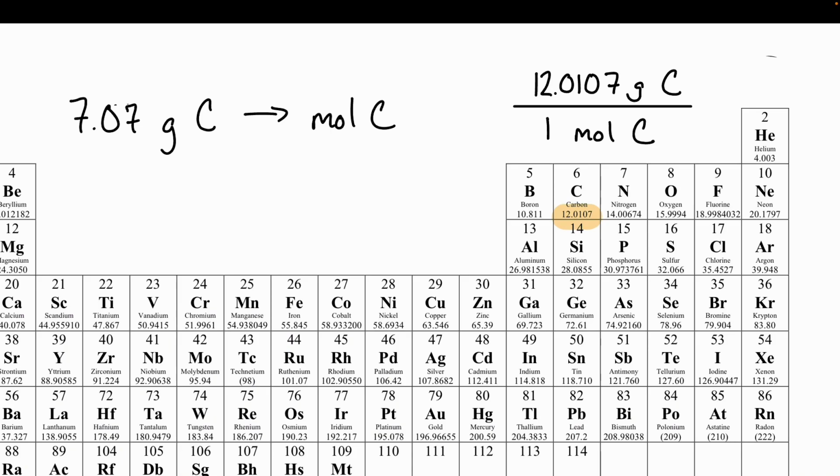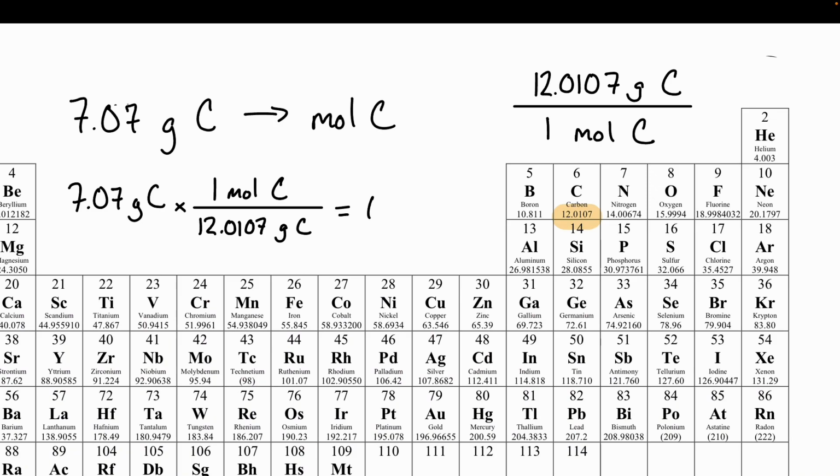Right? That's our molar mass information from the periodic table. So then I'm going to start with my 7.07 grams of carbon, and I'm going to use my molar mass to convert to moles. Am I going to multiply or divide by that molar mass? I'm going to have to flip it, right? I need grams on the bottom. So 12.0107 grams of carbon, and moles of carbon are on top.